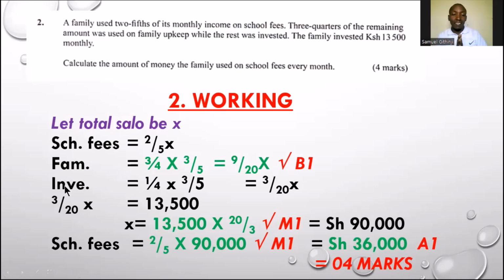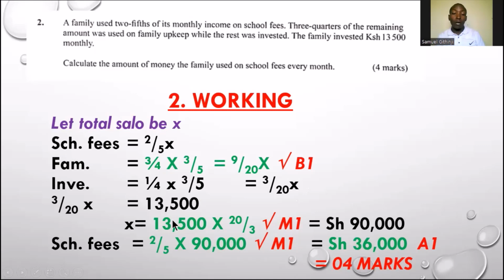Then what was invested? My student, it is 1/4 of the remaining. 1/4 of what exactly remained, because remember, 3/4 was used on family upkeep. That means the 1/4 was what was used as an investment. If I do that again, I get 3/20 x, and that is what is equivalent to 13,500. You can see 3/20 x is equivalent to 13,500.